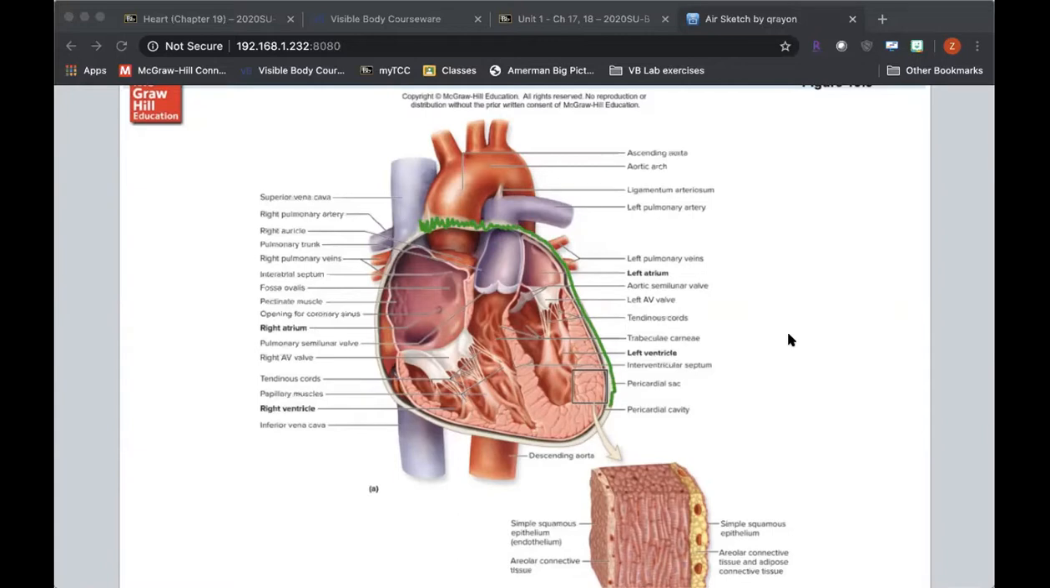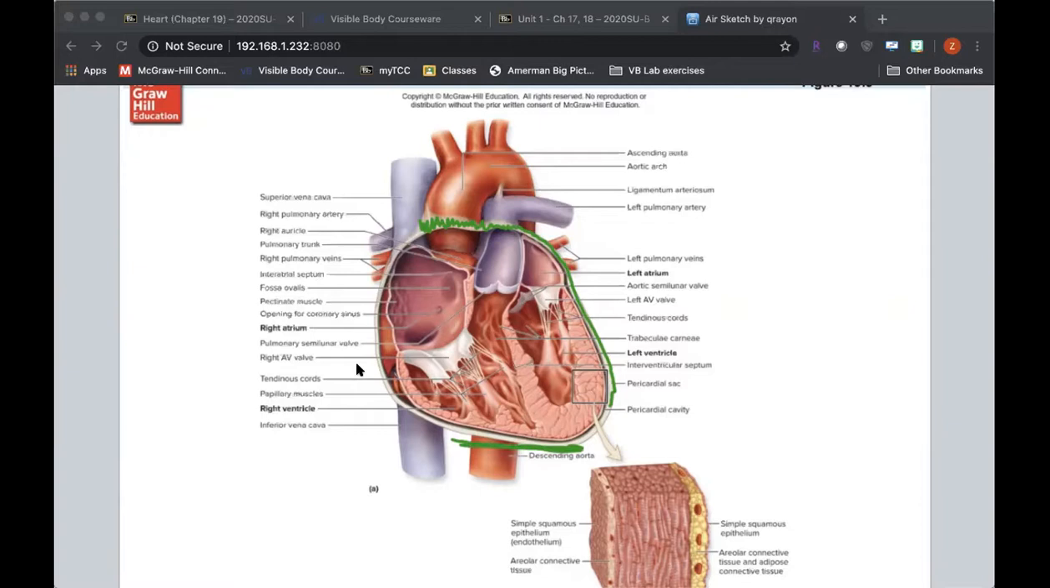It anchors the heart to the great vessels, and then the bottom of the pericardium, like right here, would be attached to the superior surface of the diaphragm. And so that's that.